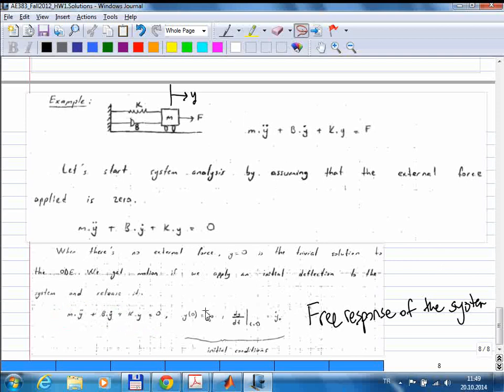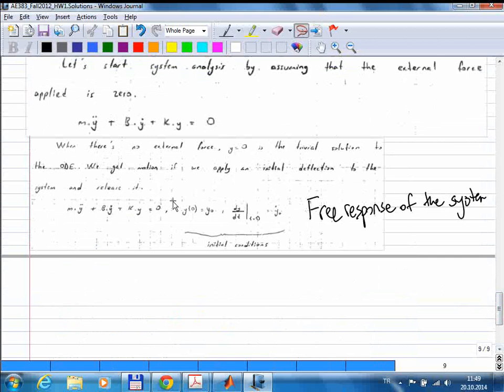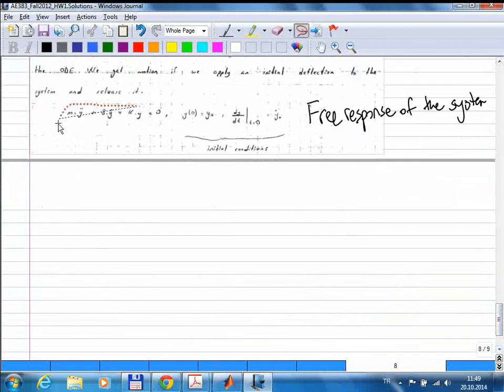A second order differential equation, and then some initial conditions are required. Since this is a second order differential equation, we need to know two initial conditions to be able to solve for this equation. These initial conditions are the initial condition for y itself and the initial condition for its first time derivative. Let's assume that the initial position is y0 and the initial velocity is y0 dot. These are some constant numbers to be supplied. Hopefully you all know how to solve this equation, right? It's just a simple second order linear ordinary differential equation with constant coefficients.